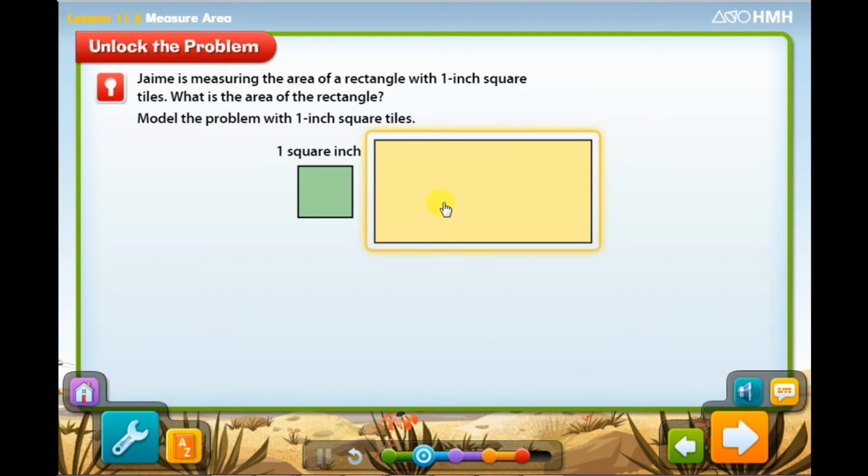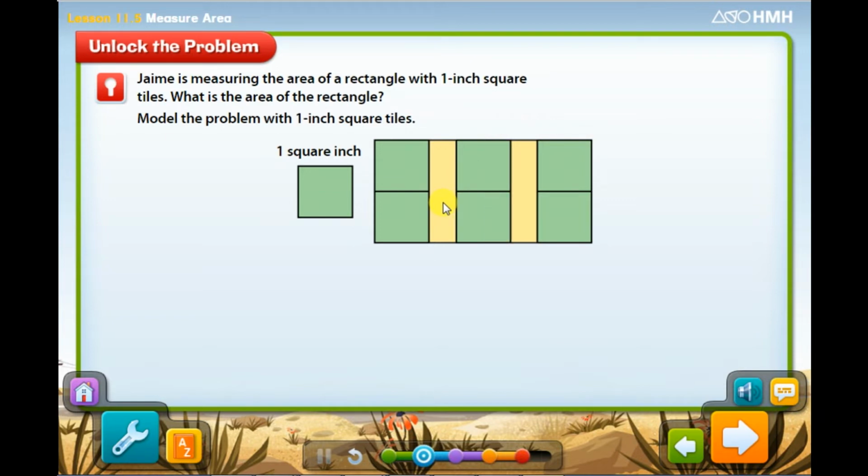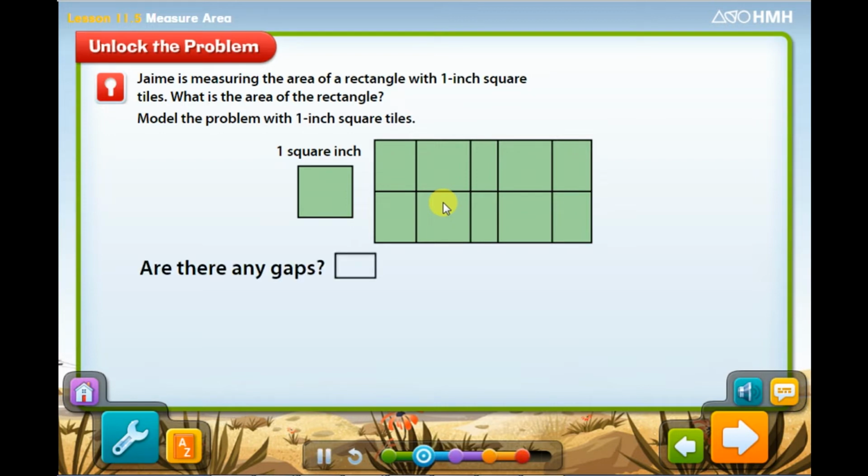So let's try placing 10 tiles on the rectangle. Let's cover the shape by putting 10 tiles over it. 1, 2, 3, 4, 5, 6, 7, 8, 9, 10. Are there any gaps in the tiles? No gaps, it's all covered now. Nope, there are no gaps in the tiles. None of the yellow rectangle is showing.